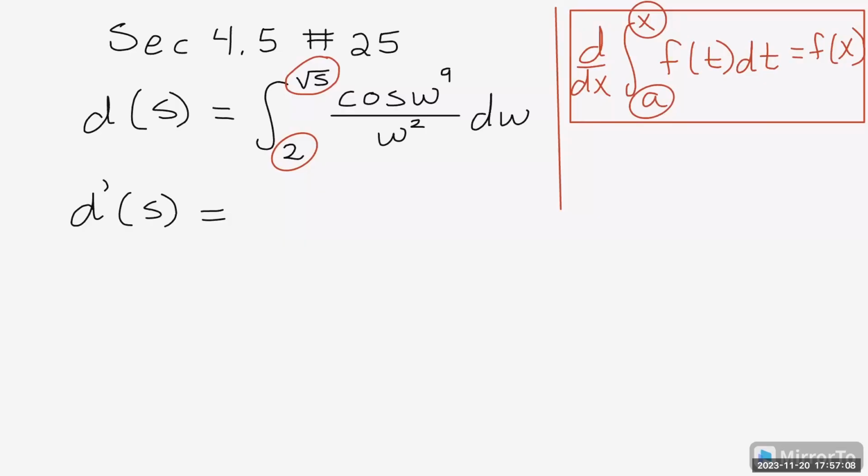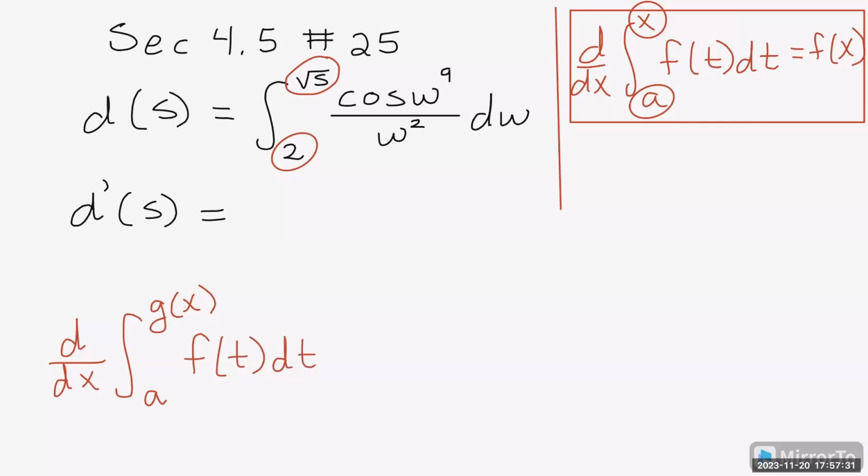So the chain rule version of this rule, I think I have to give myself some more space. I'll write it down here. It just says that the derivative of the definite integral from a to g of x, where you have some function of x other than just an x, of f of t dt, is going to be equal to f of g of x, so now we're replacing the t with g of x. But then because of the chain rule, we actually have to multiply this by the derivative of g. So this is times g prime of x.